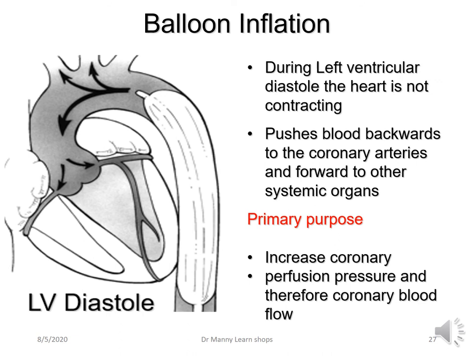When the intra-aortic balloon inflates, this is during left ventricular diastole. Remember, the heart is not contracting during diastole, and this is primarily the time when the heart, or the left ventricle, is being perfused. It works pretty hard. So during balloon inflation, this pushes blood backwards towards the coronary arteries against a closed aortic valve. And also, proximally, it pushes blood forward to the other systemic organs. But the primary purpose of balloon inflation during left ventricular diastole is to increase coronary perfusion pressure and therefore coronary blood flow.